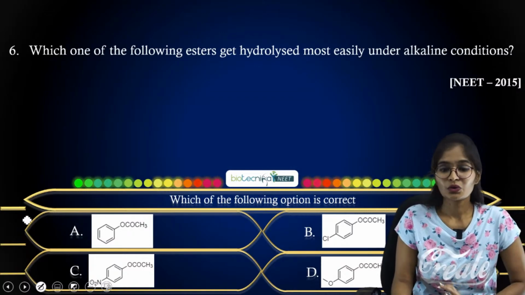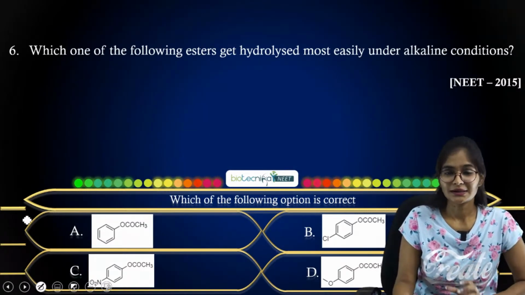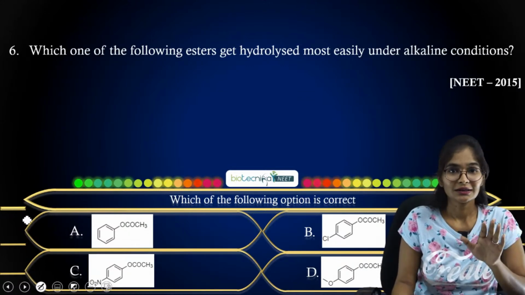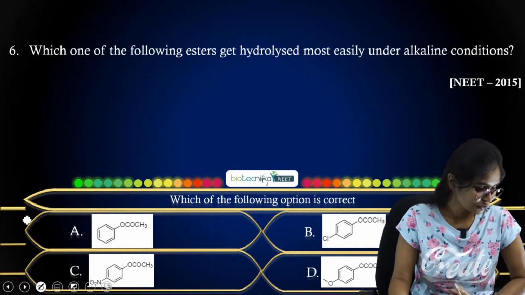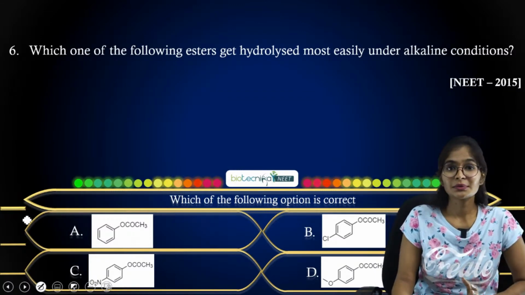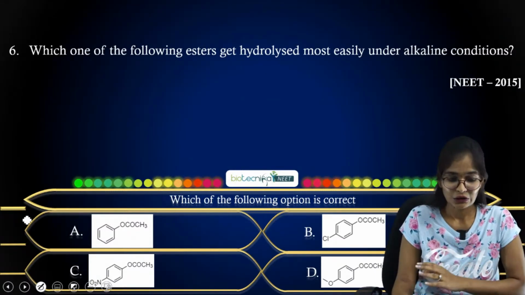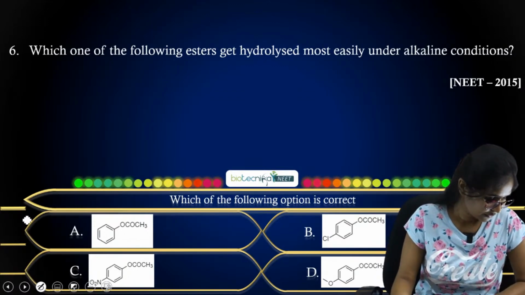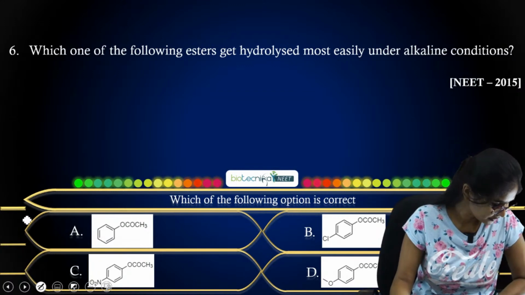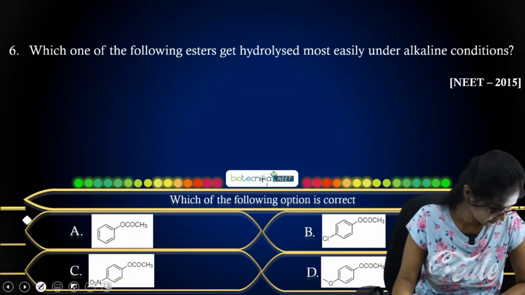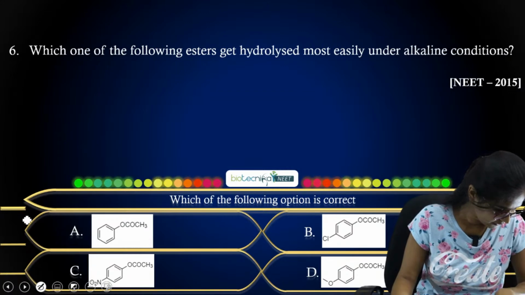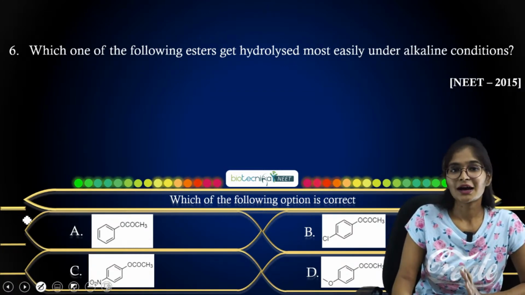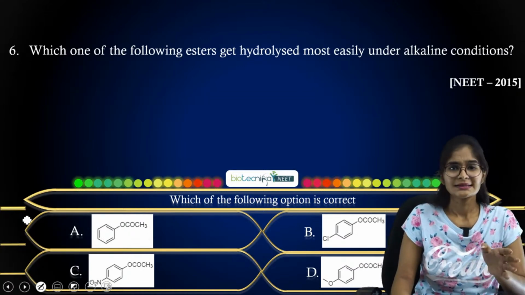So you must know the reactivity of the ester with respect to the alkaline condition. You know the ester hydrolysis gives the carboxylic acid and alcohol, right? So what answer do you choose? Quickly, students, answer me faster. You have to look at the hydrolysis of ester reaction. Just take one by one.